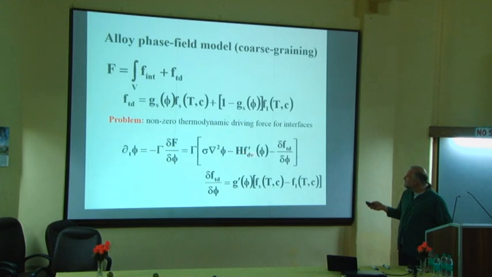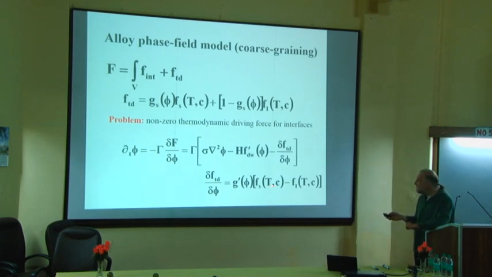Here is h times the derivative of the double well potential. And here I get the derivative of the thermodynamic part, which looks like this. There's the derivative of this interpolation polynomial. And here I will get fs minus fl. So this is exactly the same as for the pure substance model, except that now the free energies depend on T and C and not only on T. Okay? But this is a decisive difference.